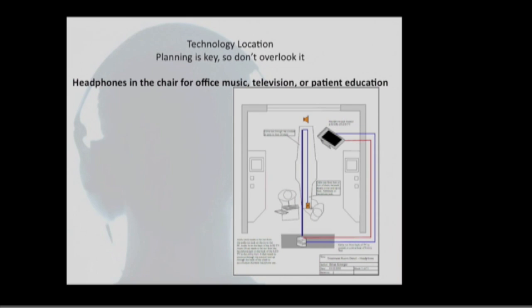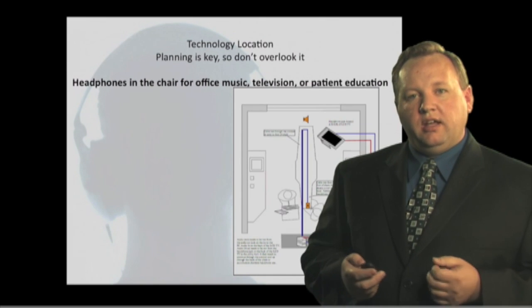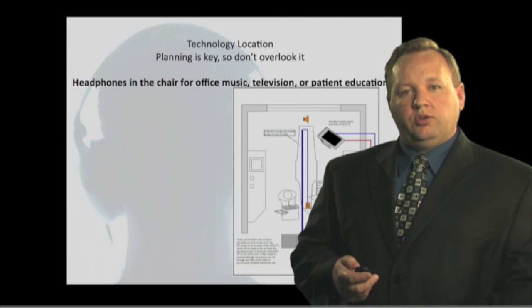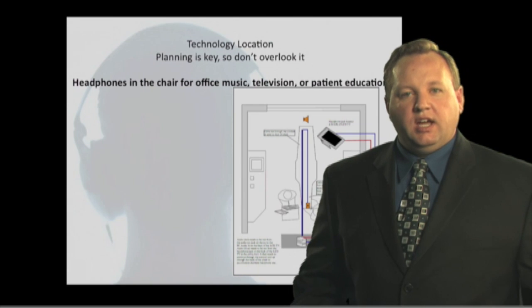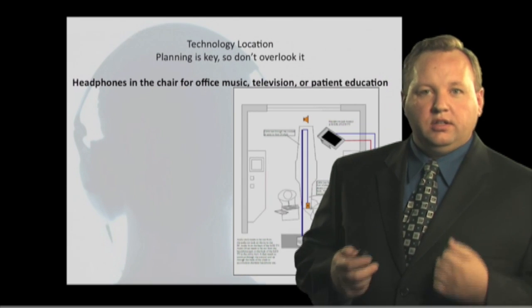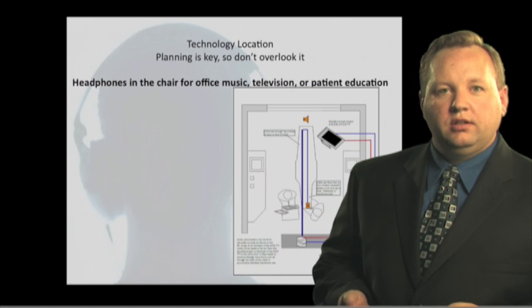You can also add a Sirius radio or office audio. It could be very relaxing for the patient. And with that headphone jack in the chair, the cable will go directly down and then off to the waist on the side. So it's out of your way, your assistant's way, and it's comfortable for the patient.